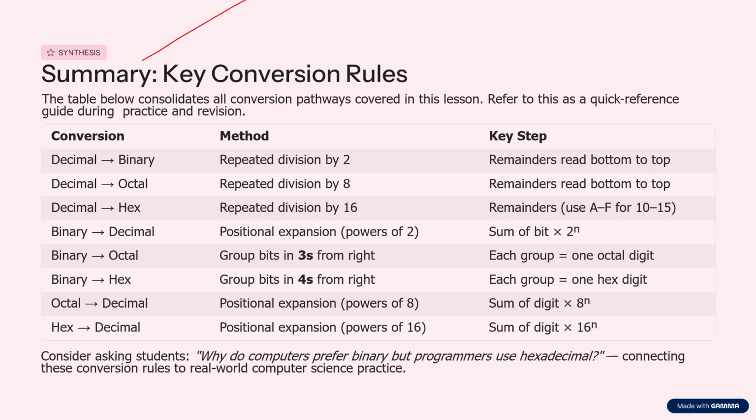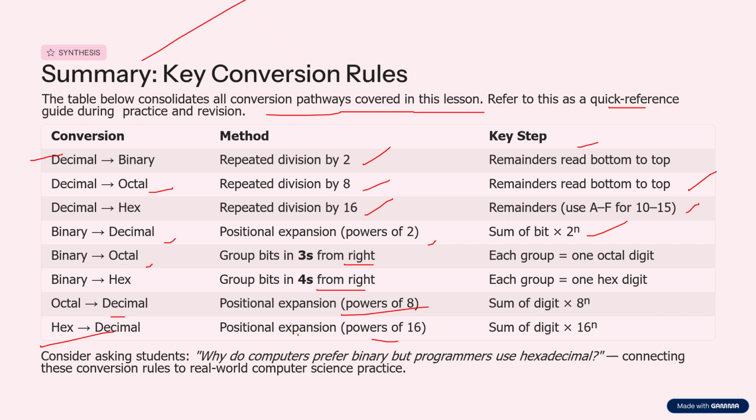The summary, key conversion rules. This consolidates all conversion pathways covered in the lesson. Quick reference. Decimal to binary, repeated division by 2, remainders read bottom to top. Decimal to octal, division by 8. Decimal to hex, division by 16, remainders bottom to top, use A to F for 10 to 15. Binary to decimal, positional expansion, sum of bit times 2 to the power n. Binary to octal, group of 3 bits from right. Binary to hex, group of 4 bits from right. Octal to decimal, positional expansion, powers of 8. Hex to decimal, positional expansion, powers of 16.